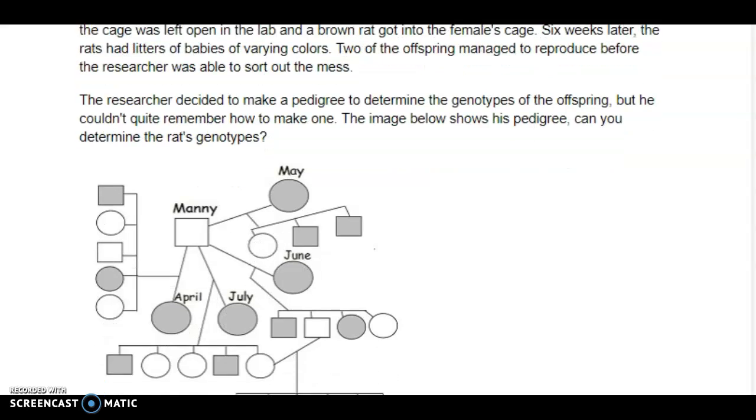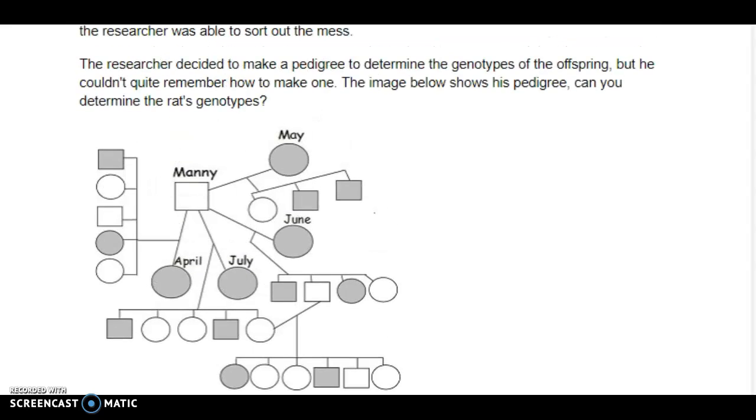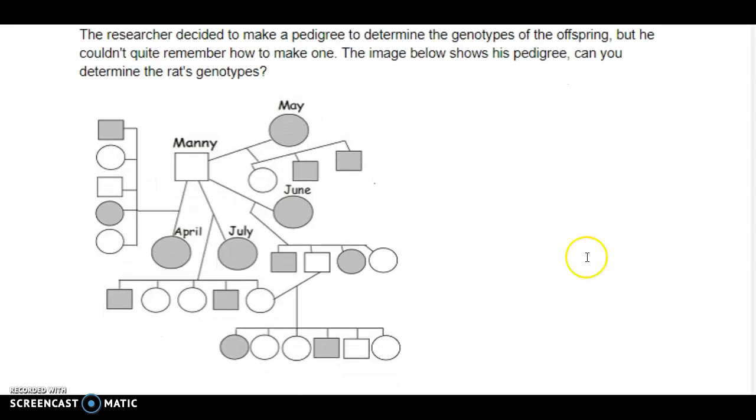So the albino rats again will be recessive. The non-affected ones would have at least one big letter. So Manny is non-affected, so we know Manny would have at least one big letter. May is affected, so I guess Manny is the rat that got into the cage with them. May is affected, so she would be little a, little a.